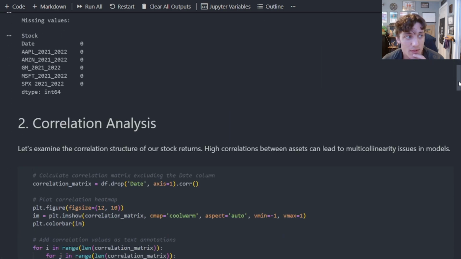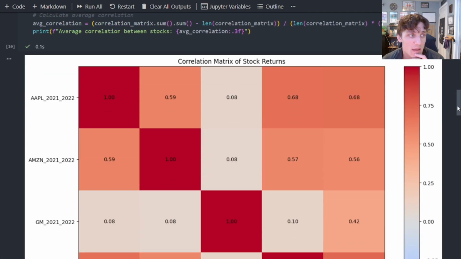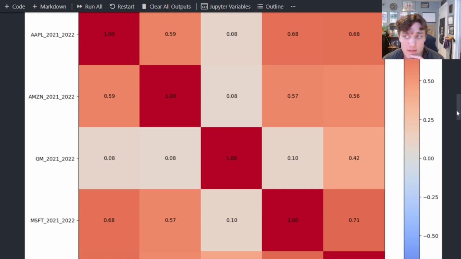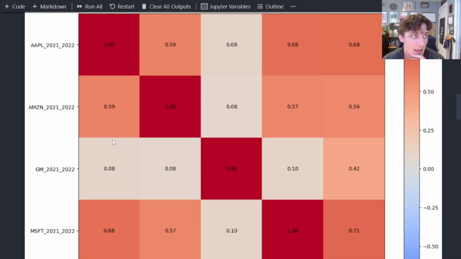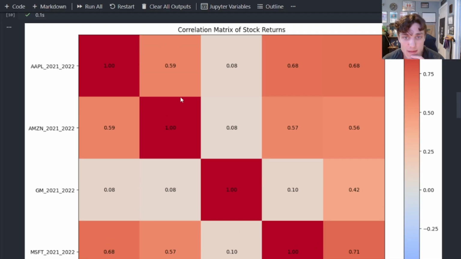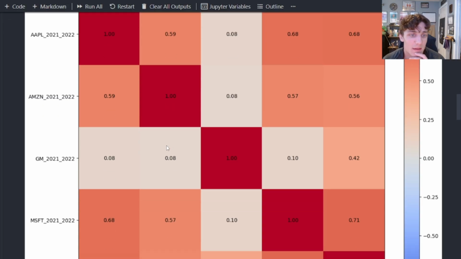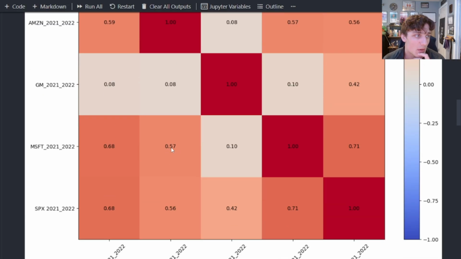Now, if we go on down here and take a look at the correlation, you can see that we have the return for Apple, Amazon, General Motors, Microsoft, and the S&P 500. And of course, the diagonals are going to be 1 because everything is perfectly correlated with itself. And then if you take a look at the correlation between the assets with each other, we get a variety of different correlations. All of them seem to be greater than 0, which does make sense to some capacity.